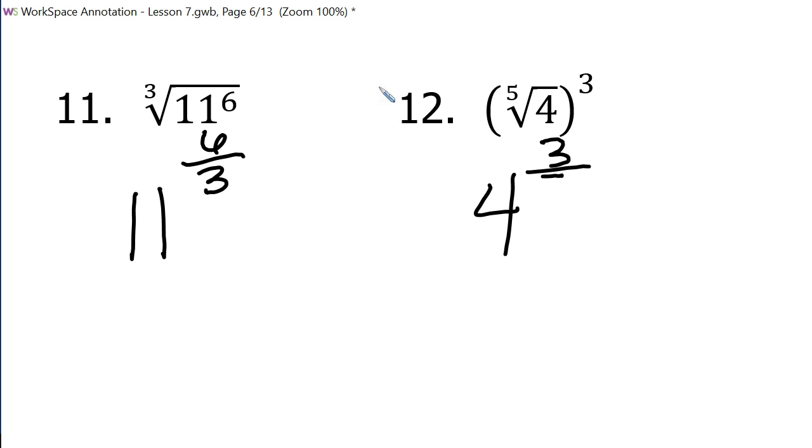Now, make sure your exponent is up in the air. Make sure it's not written like this. Are these the same? No, this means 4 to the 3/5 power. This means 4 and 3/5. So that is the wrong way to write it. So make sure your exponent is in the air, not to the side of the number.